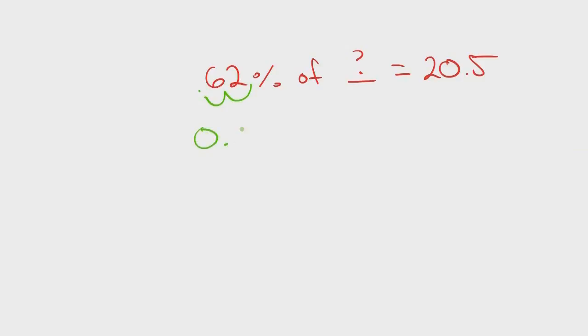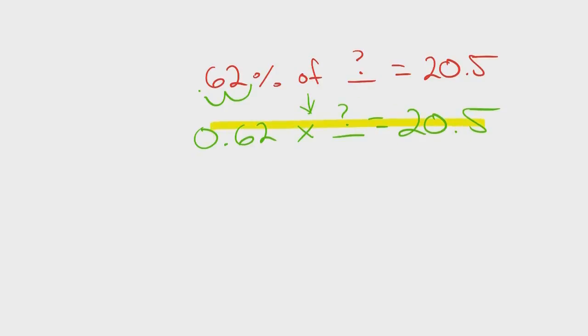Problem 15 is 62% of a number equals 20.5. We're going to move the decimal 2 spaces to the left, and we get 0.62 times an unknown number equals 20.5. Well, we can't multiply, so we're going to have to work backwards. We're going to have to go that way. We're going to rewrite this problem as 20.5 divided by 0.62 equals an unknown number.